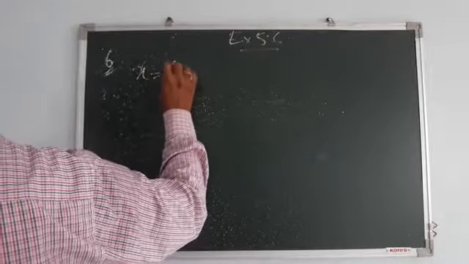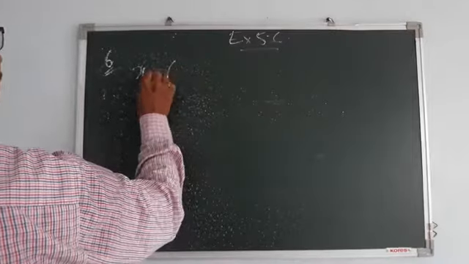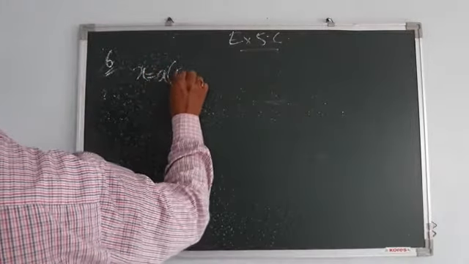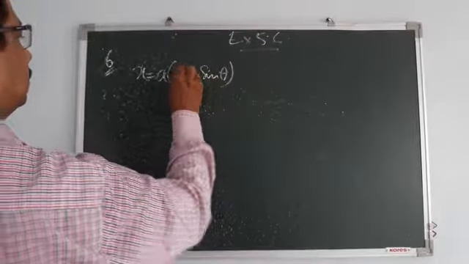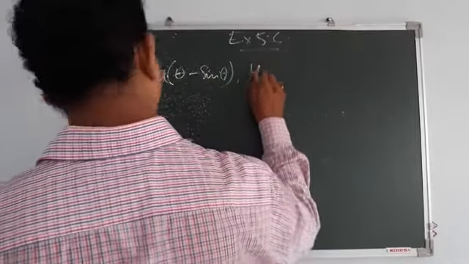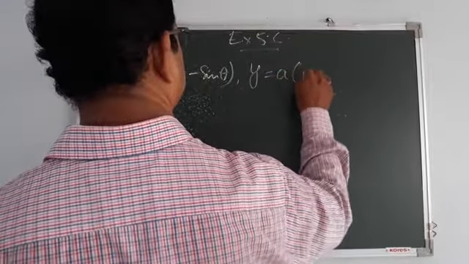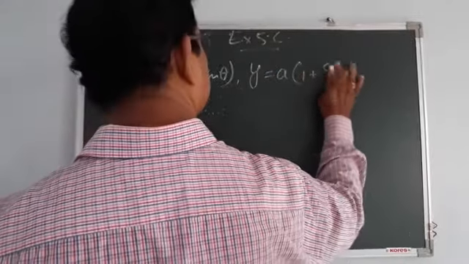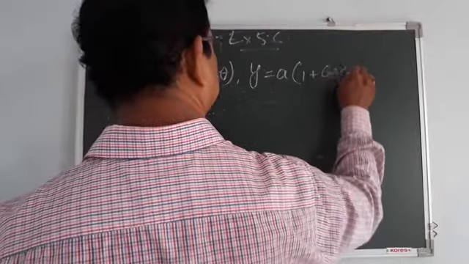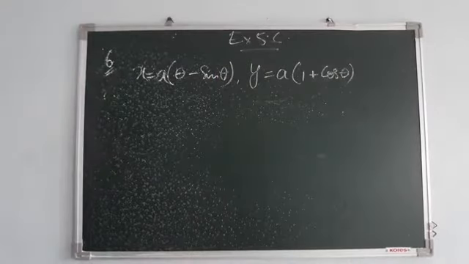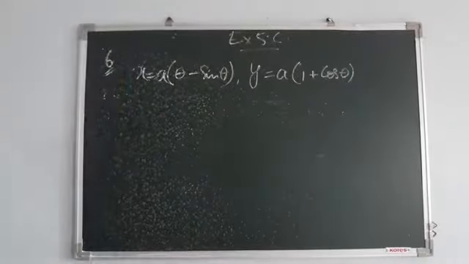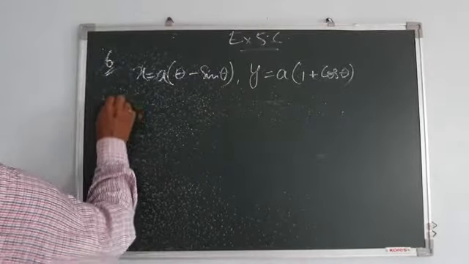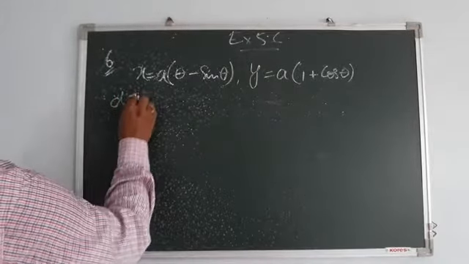X is equal to a inside bracket theta minus sin theta, y is equal to a times 1 plus cos theta. So as usual, we have to differentiate with respect to theta. Remember here a is constant.